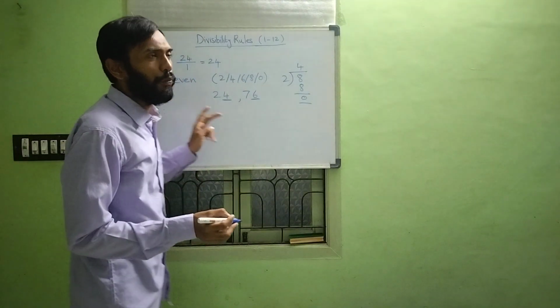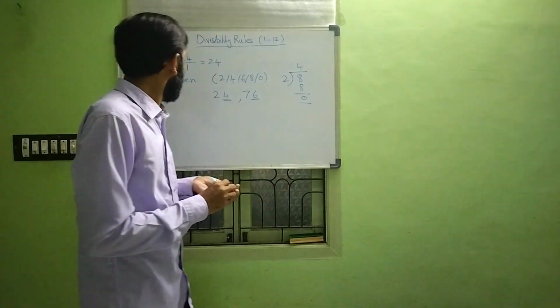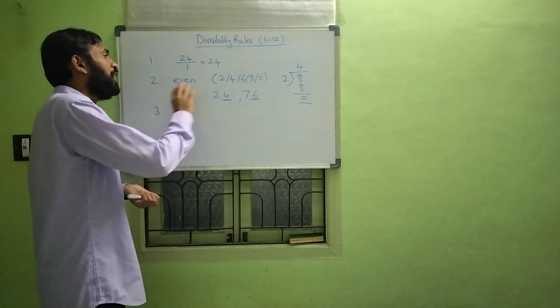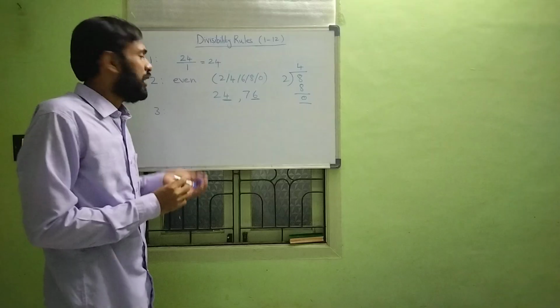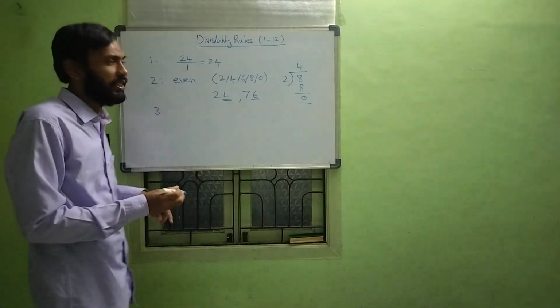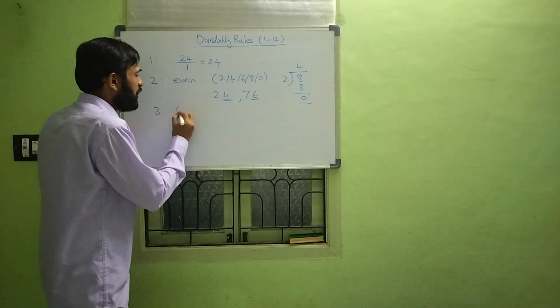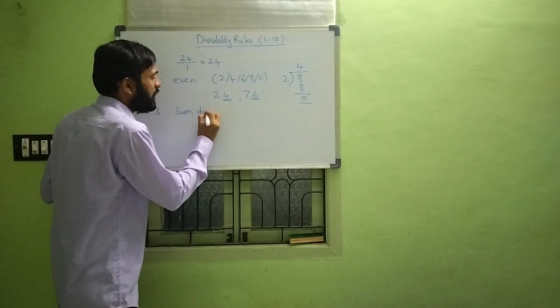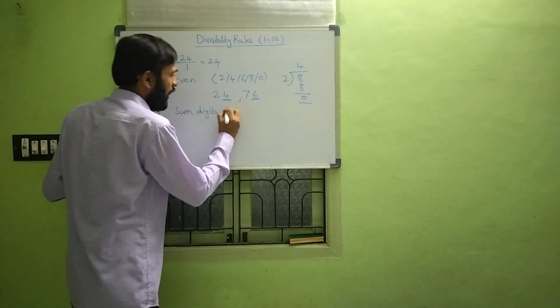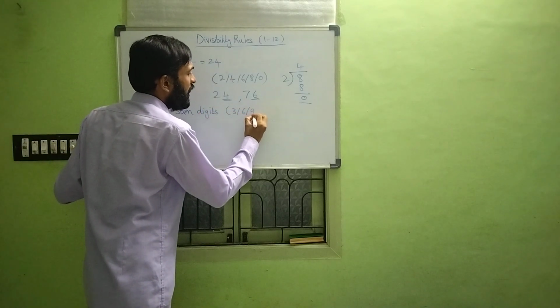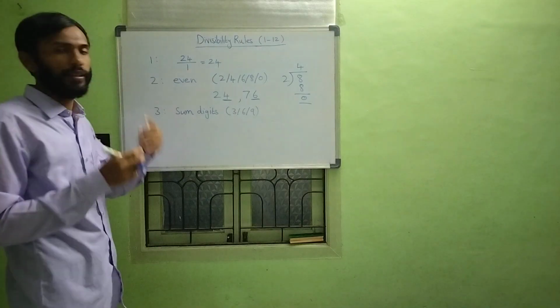Now let's check for divisibility by 3. It's not like we need to check the last digit. Here we should add the digits, sum the digits. So if the sum of digits is either 3, 6 or 9, then it is divisible by 3.